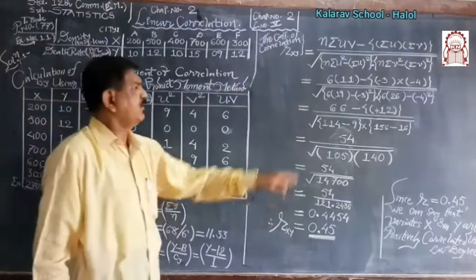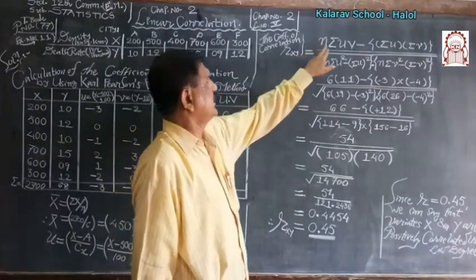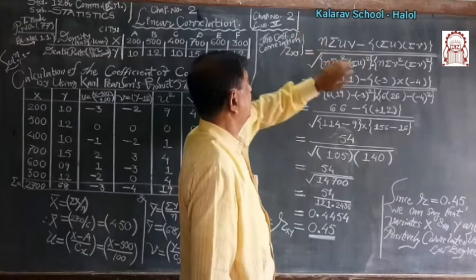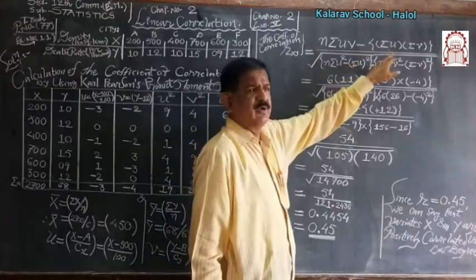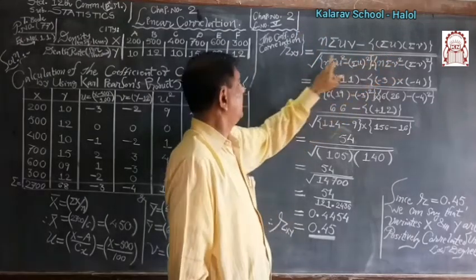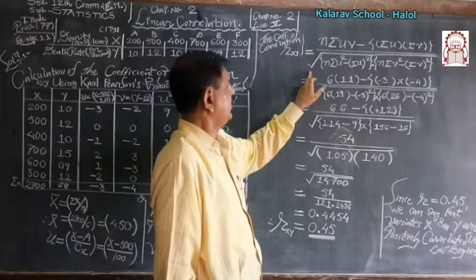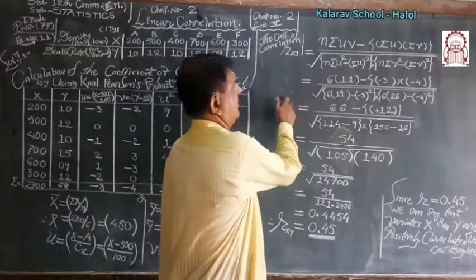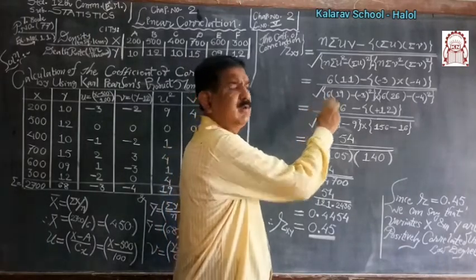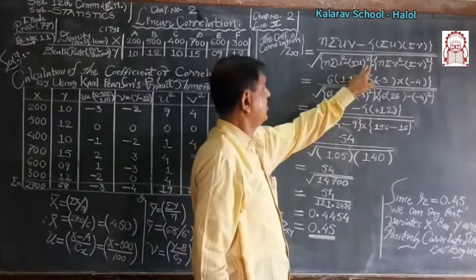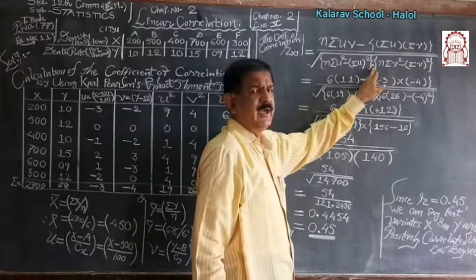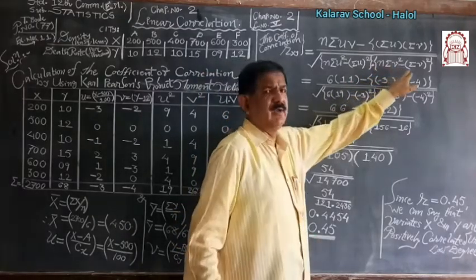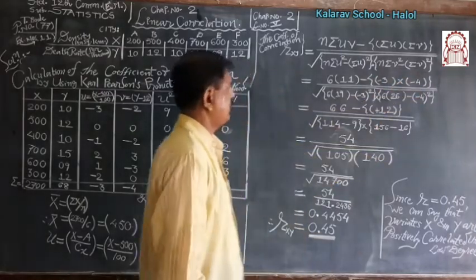The applicable formula is n times sigma uv minus sigma u into sigma v, upon the square root of n times sigma u square minus sigma u whole square, into n times sigma v square minus sigma v whole square.